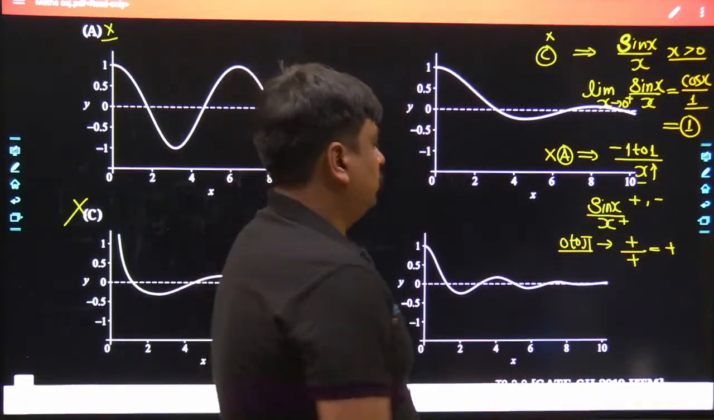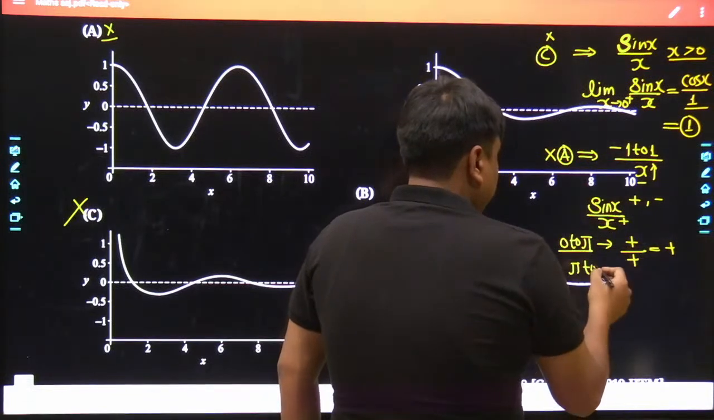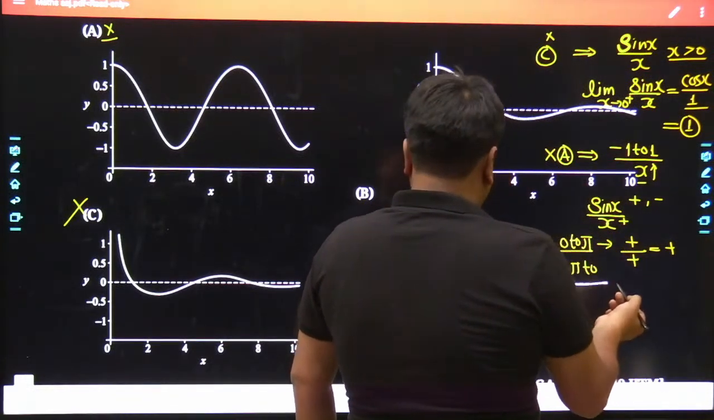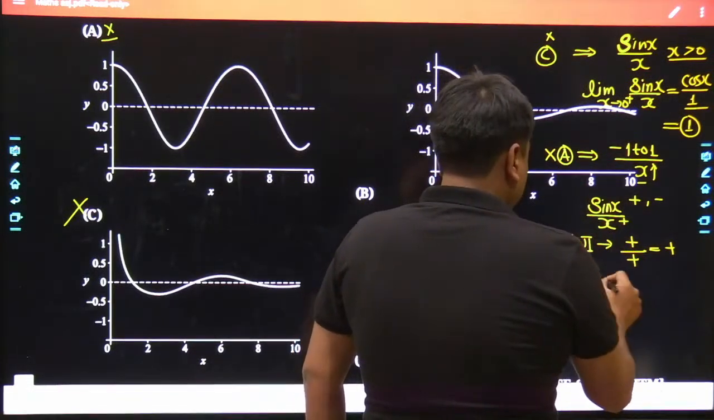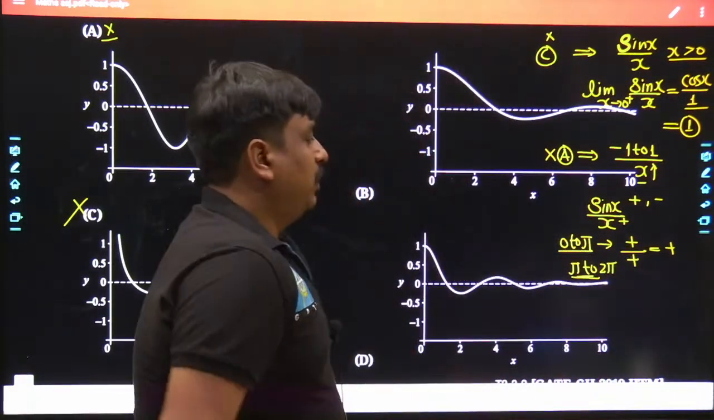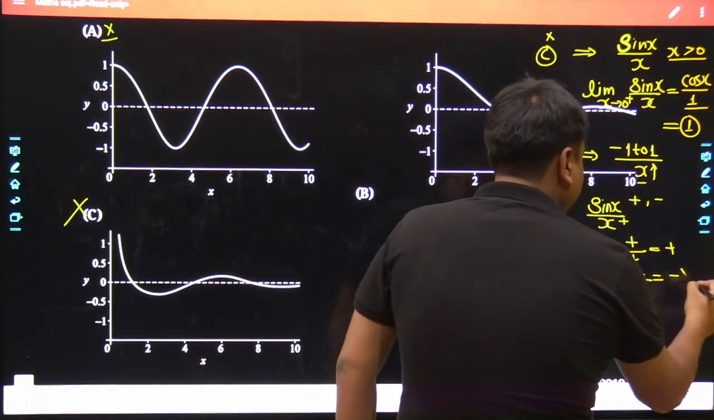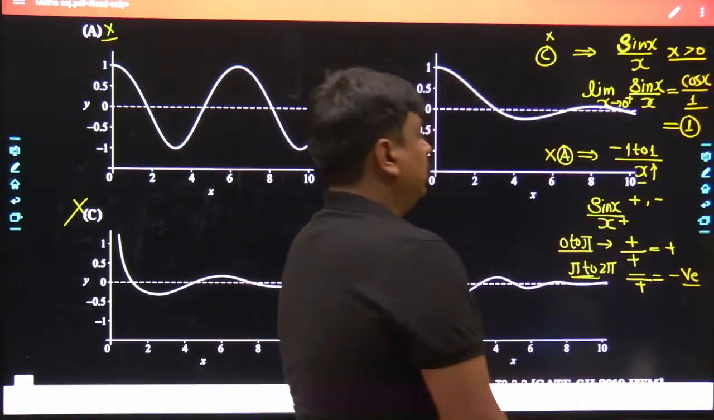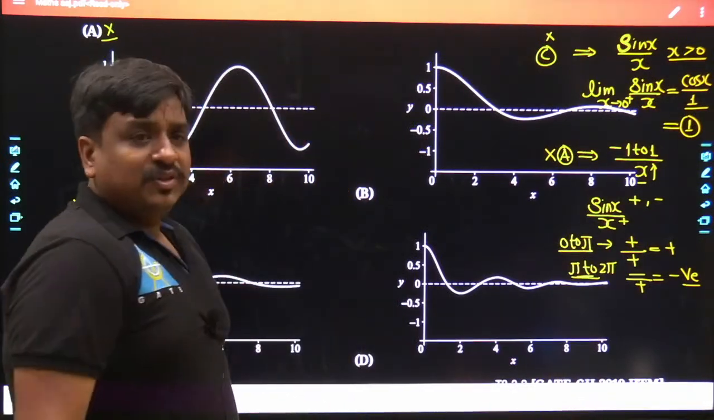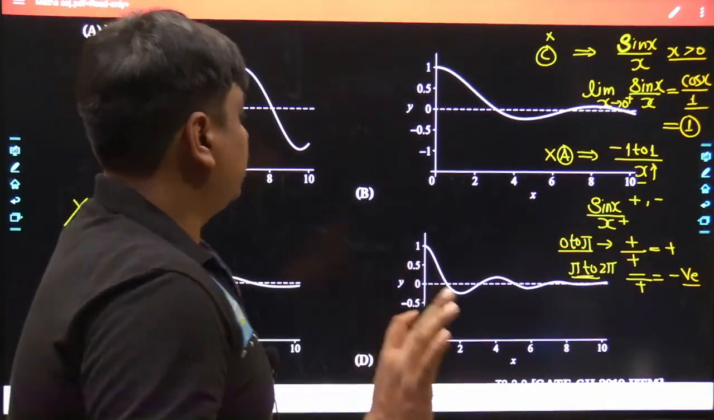The result would be positive. But if you go in between pi to 2 pi, sin of x would be negative. It is getting divided by a positive value, so definitely the result would be negative. With the help of this outcome, you could have figured out what would be the best most answer. Just try to understand in this way.